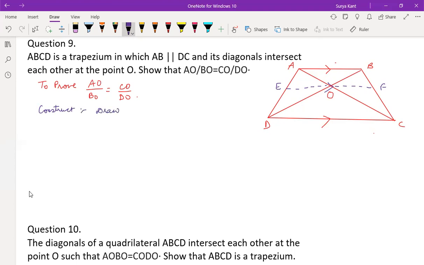Construction: draw EF parallel to AB and parallel to CD. Then AO and DO, in triangle DAB, if you see, now the proof we do here. In triangle DAB, EO is parallel to AB, right? So we can write DO by OB is equal to DE by EA. Can we write like this, children?